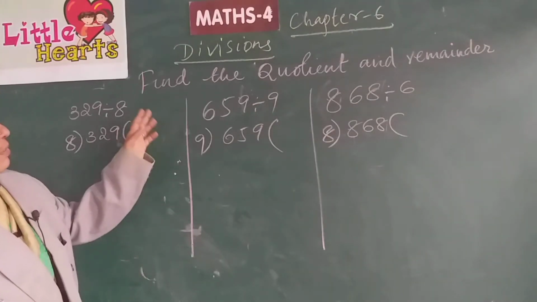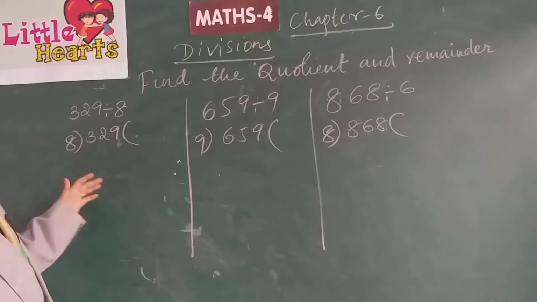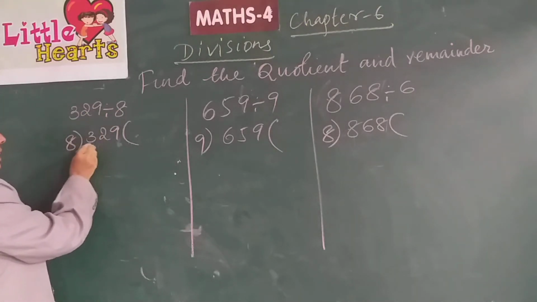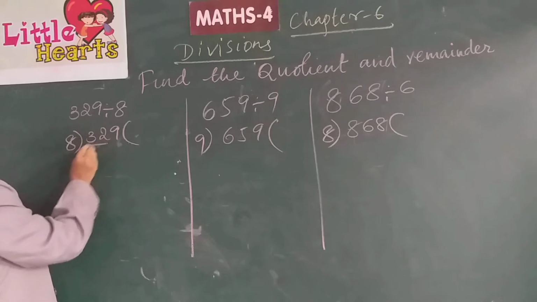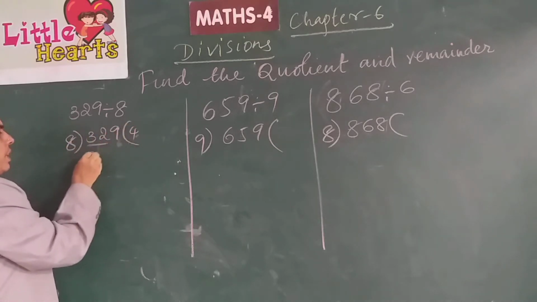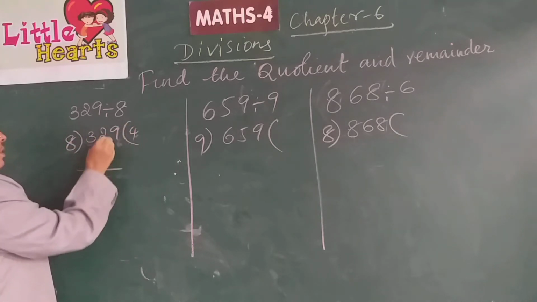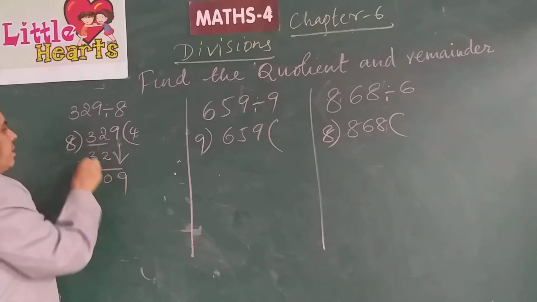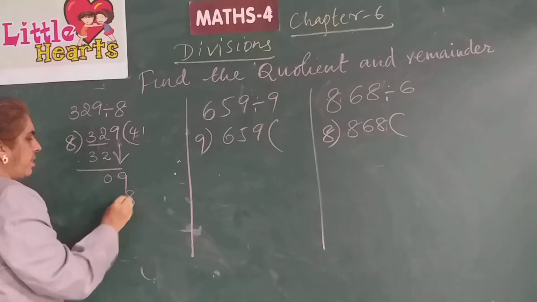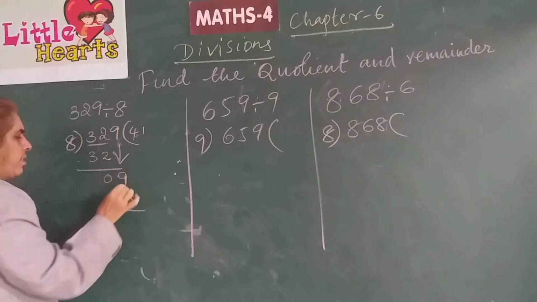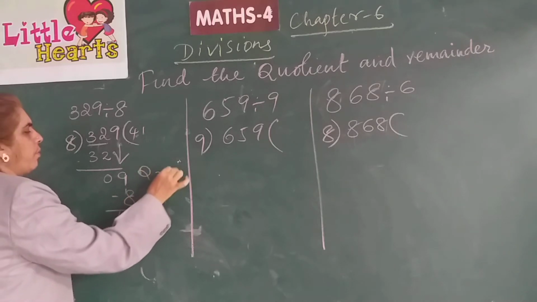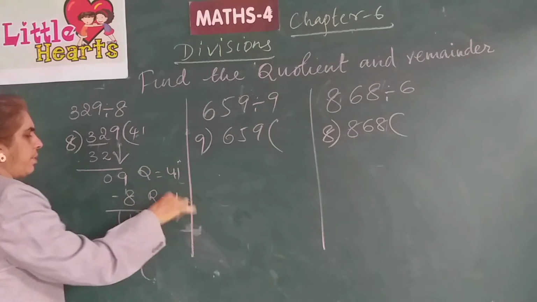Yes, children, find the quotient and remainder. 329 divided by 8. 3 is less than 8, take 2 digits, 32. Read the 8 table. 8 4s are 32. 32 minus 32 is 0. Bring down 9. 8 1s are 8. 9 minus 8 is 1. So quotient is equal to 41. Remainder is equal to 1.